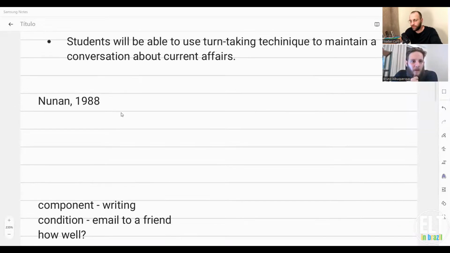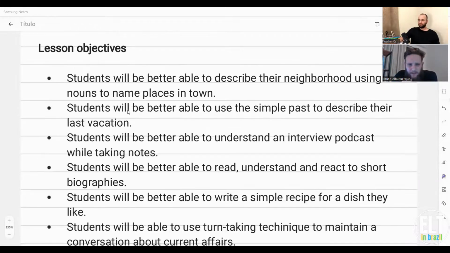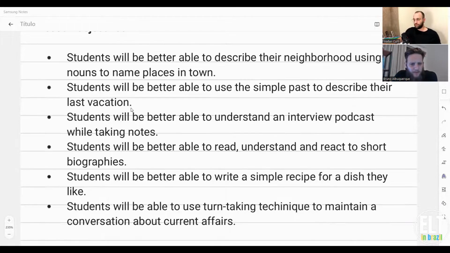Maybe I can go back to the slide. I think we should do one more aim so that we can discuss another assessment activity. Do you want to write or look at the ones we wrote? Oh no, we got good ones. Let's talk about that writing one. Students will be better able to write a simple recipe for a dish they like. One thing, so again, it's clear what students will do in class, right?